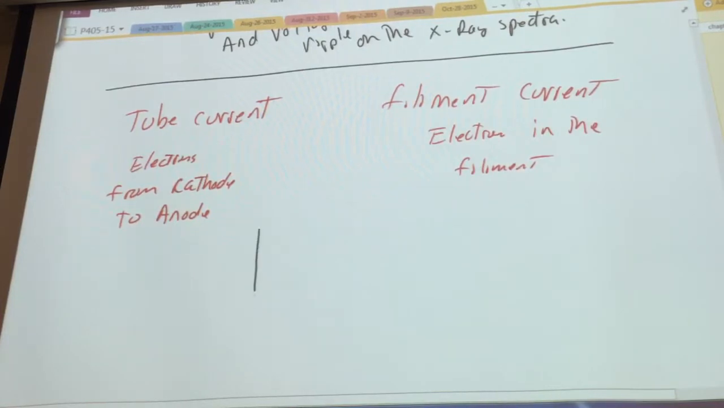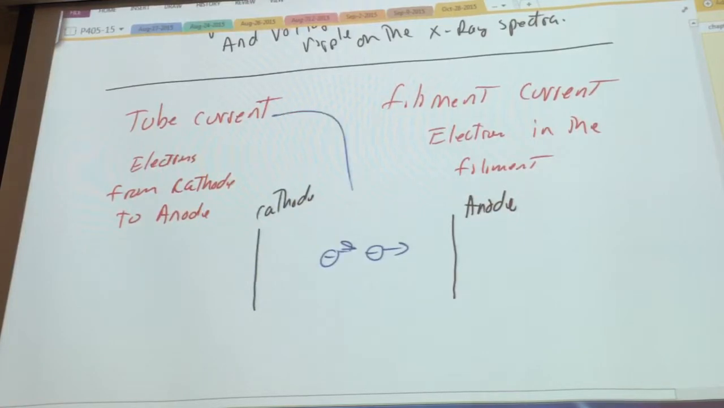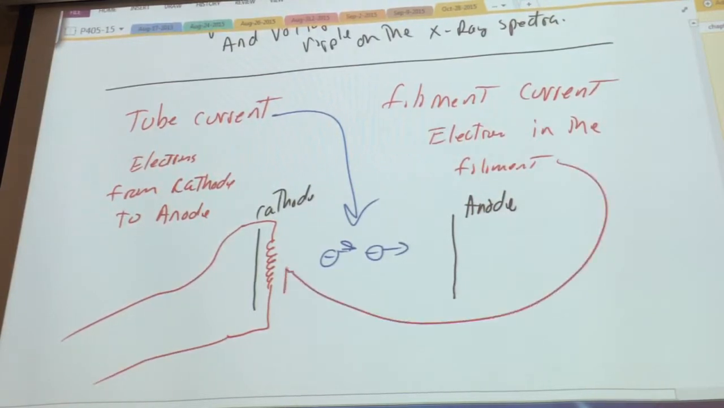So, here's my cathode. If I want to think of the electrons that are moving from the cathode to the anode, that is my tube current. The electrons that are in the filament are something else, they are in that thing. So the filament current and the tube current are related to each other.